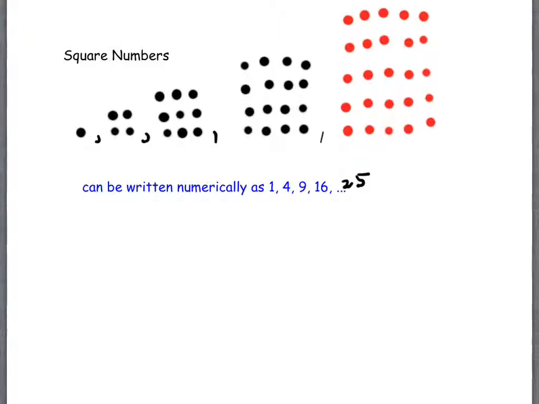If you take a look at this sequence, it's not arithmetic, right? If I try to go from 1 to 4, I add 3. 4 to 9, I add 5. 9 to 16, I add 7. And 16 to 25, I add 9, right? I'm already thinking about the next thing I want to talk about.